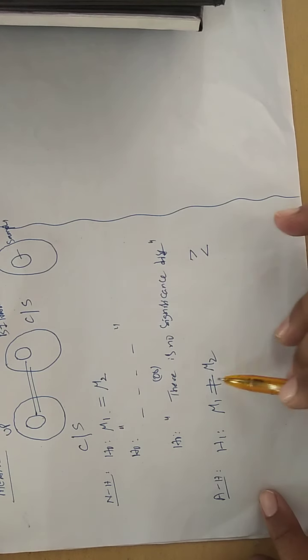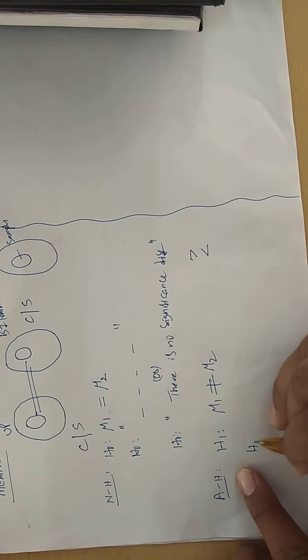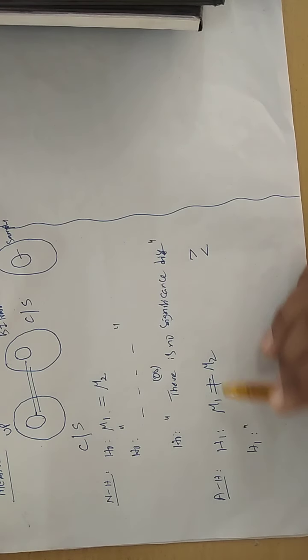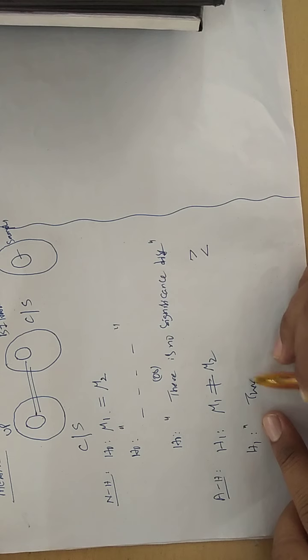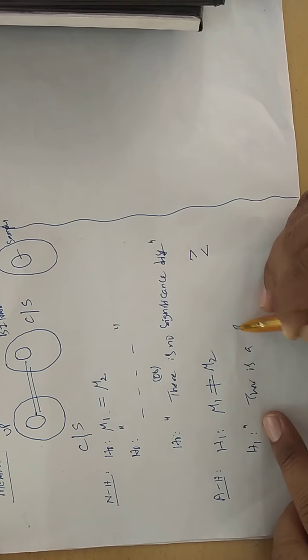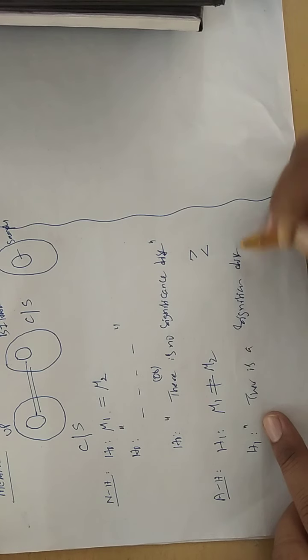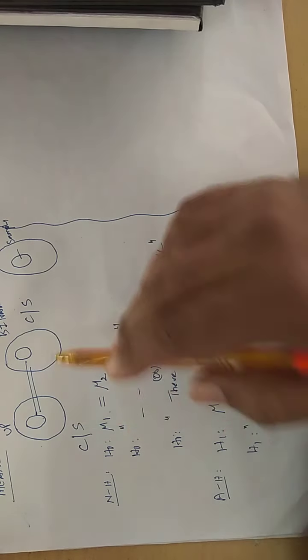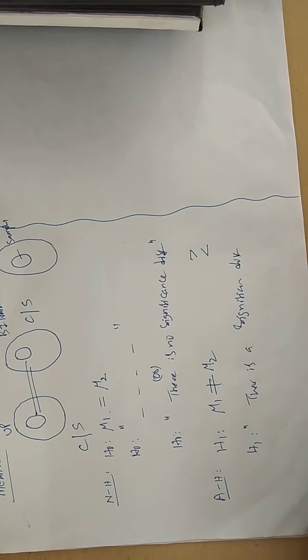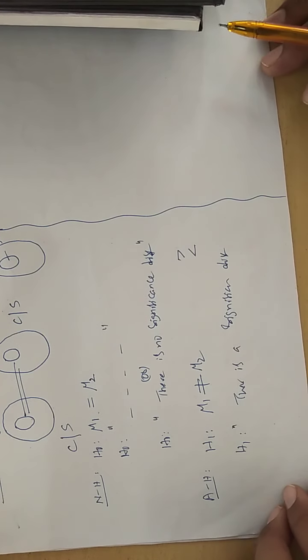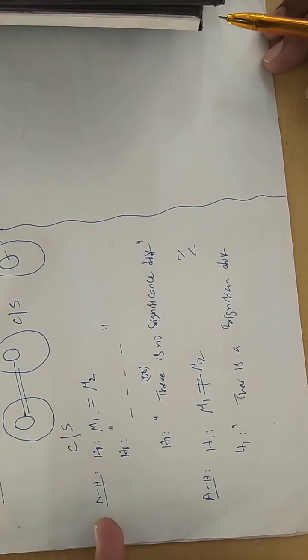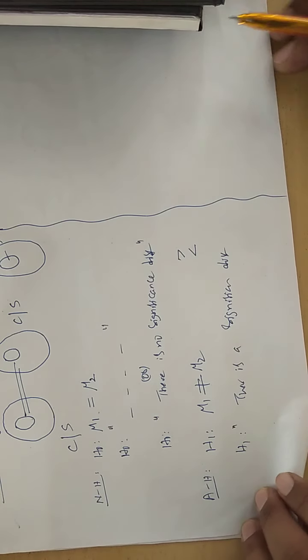Then what is the meaning of this in terms of words? That is H1. When both are not equal, what is the meaning of that? There is a significance difference between two population means. Because mu1, mu2 represent population means. In such a way, we are writing the null hypothesis and the alternate hypothesis.